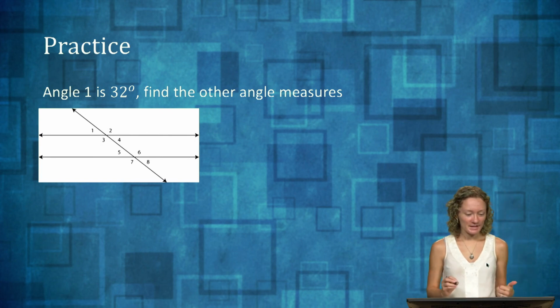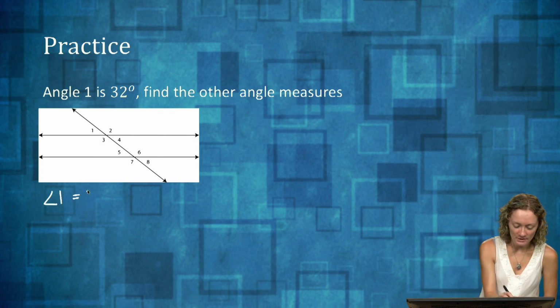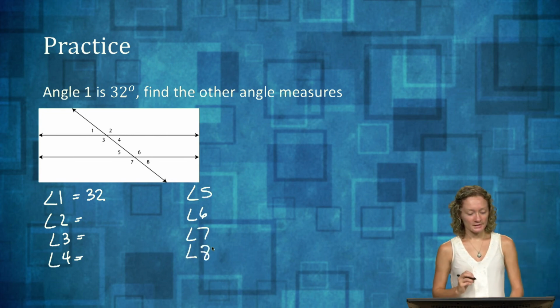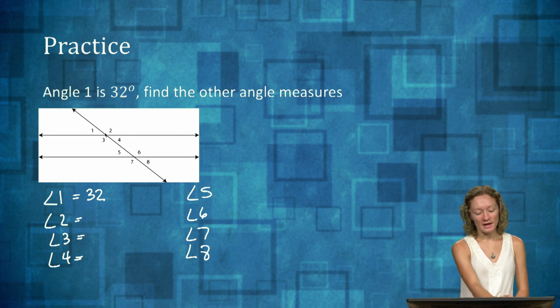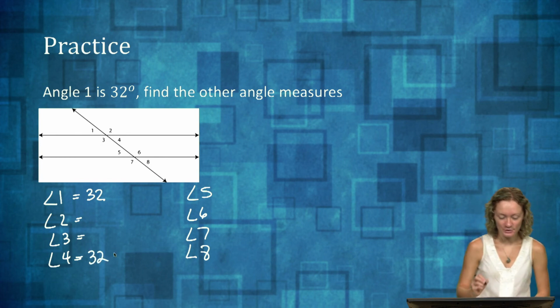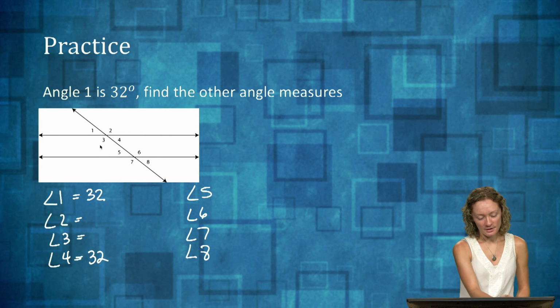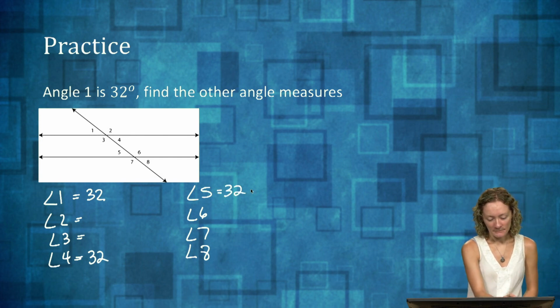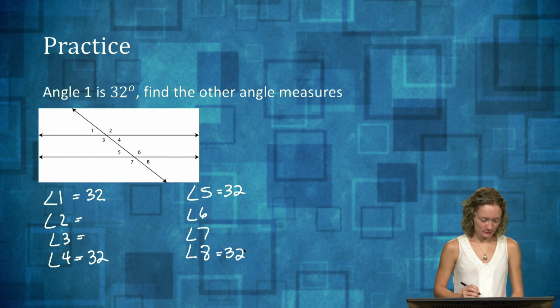Okay, so let's see if we got the same thing. Angle 1 is already given to us, it's 32. We are looking for the rest: angle 3, angle 4, angle 5, angle 6, angle 7, and angle 8. Okay, so angle 1 is 32. In this picture, angles 1 and 4 are across from each other. So they are the same, which means 4 is also 32. 1 and 5 are in the same positions within each little quadrant, so they are the same. And then 1 and 8 are alternate exteriors, so this one's also 32.